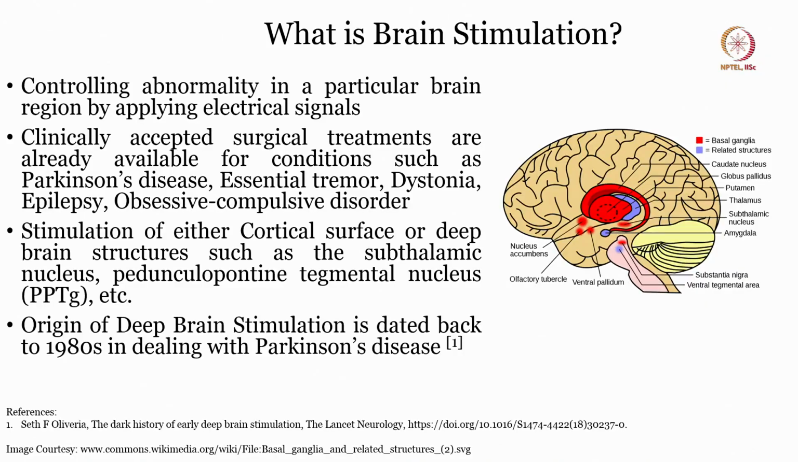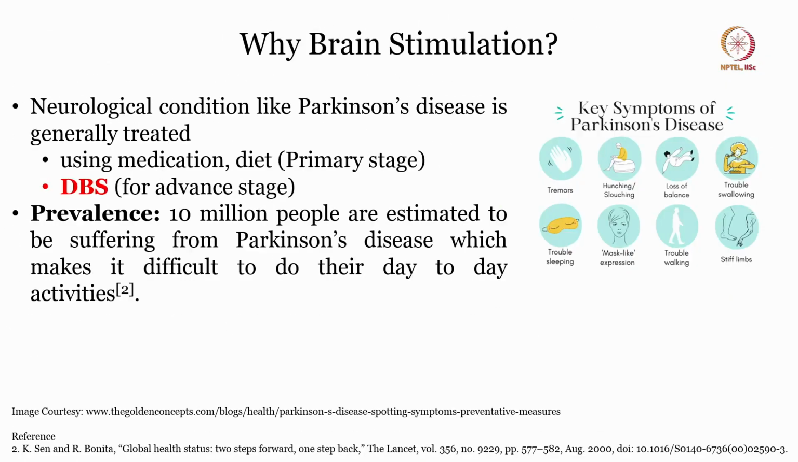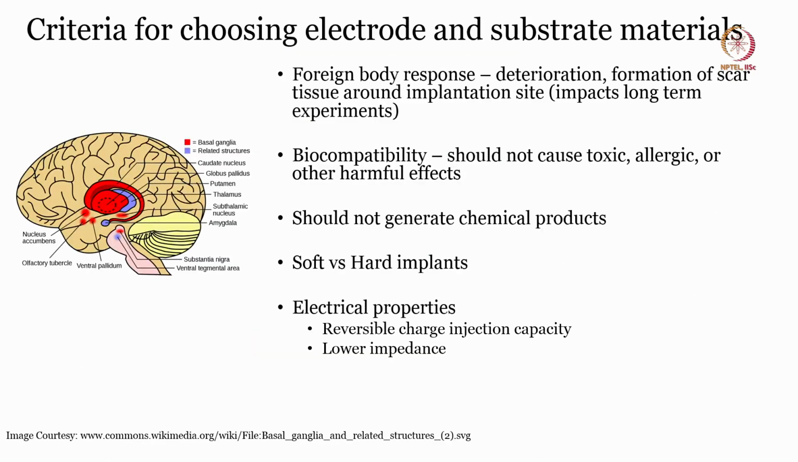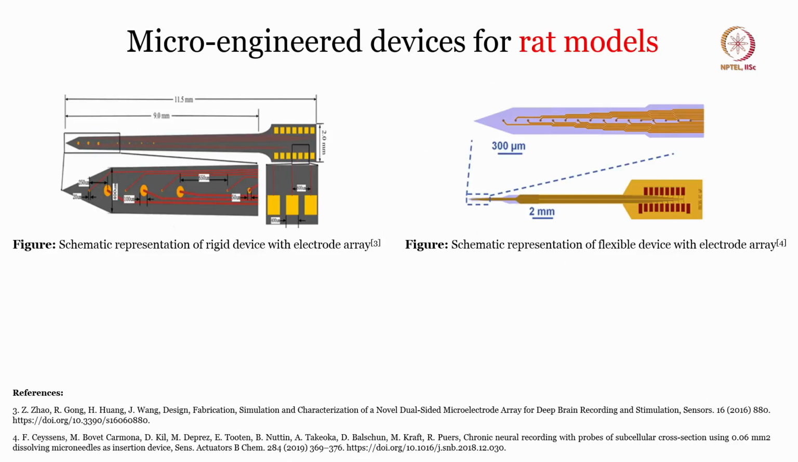If you look at the slide, we have been discussing brain stimulation. We have seen what brain stimulation is, then why brain stimulation, then how a deep brain stimulation device system looks like, and the criteria for choosing electrodes. These we have discussed extensively, and we have also seen hard versus soft materials, or rigid versus flexible devices, with their advantages and disadvantages. So, now let us talk about how a device is generally fabricated.